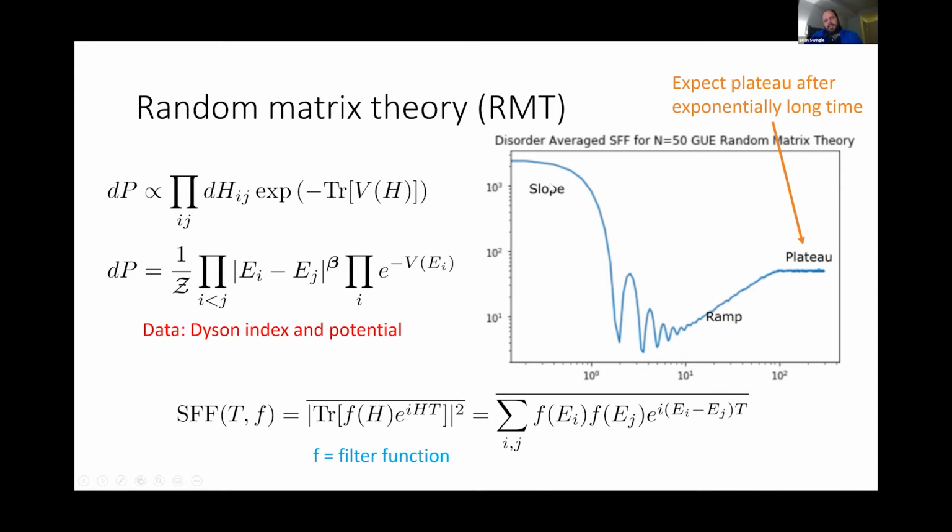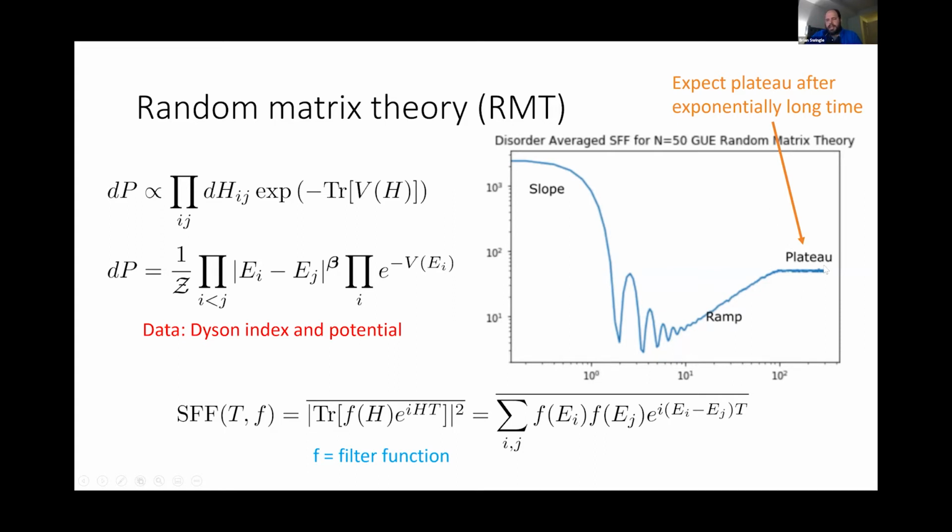And on the right here, you see a picture of the kind of typical behavior. At early time, there's what's sometimes called a slope, some kind of rapid decay on a short time scale. And then you see that after a relatively short period of time, you have this very long, very linear ramp behavior. That's the random matrix ramp. And then at exponentially long times, you have this so-called plateau.